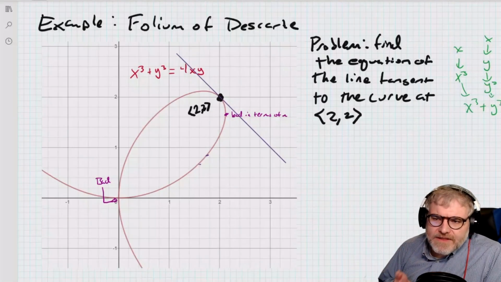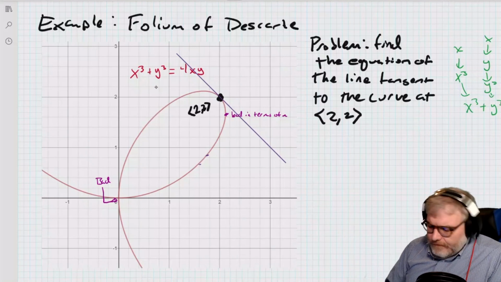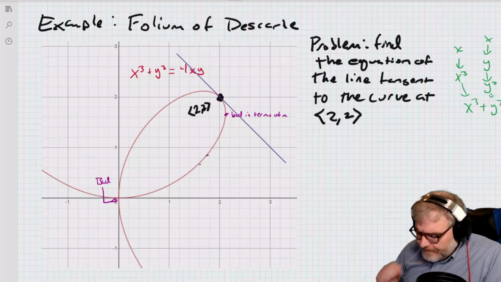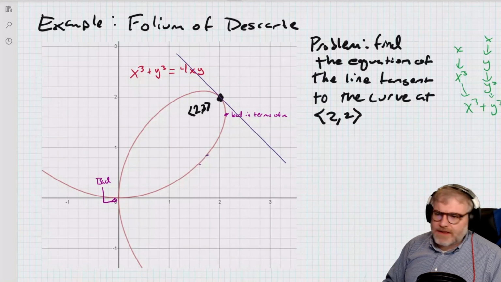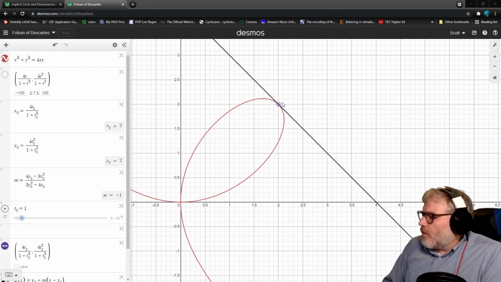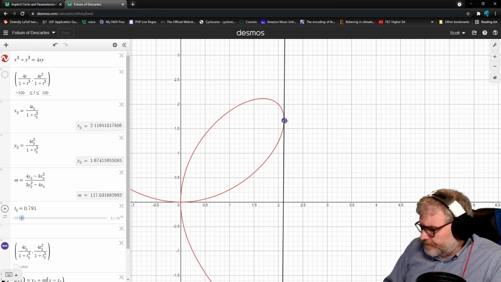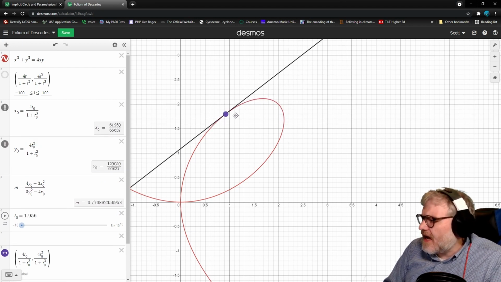Okay, let's look at another example. This one's called the Folium of Descartes, and its equation for this particular folium is x cubed plus y cubed equals 4xy. Here we can see it plotted. What I want is the slope of the line tangent to the folium at (2, 2). Looking at this, you can see that all throughout this, I have an implicit curve.